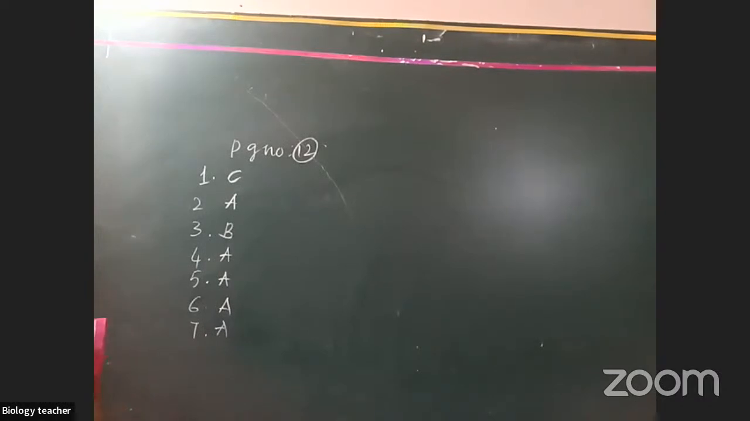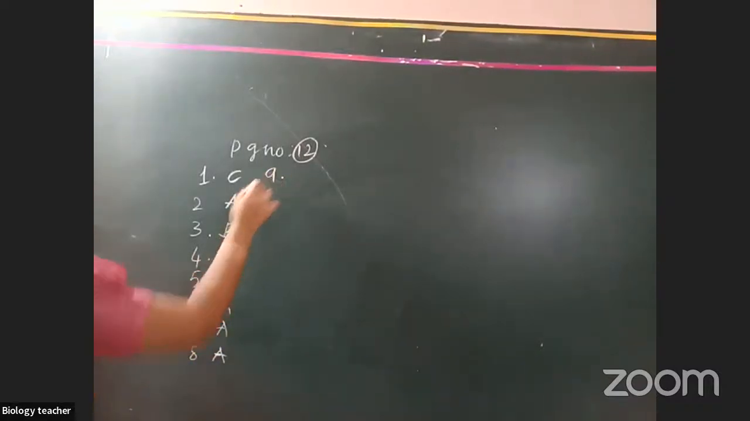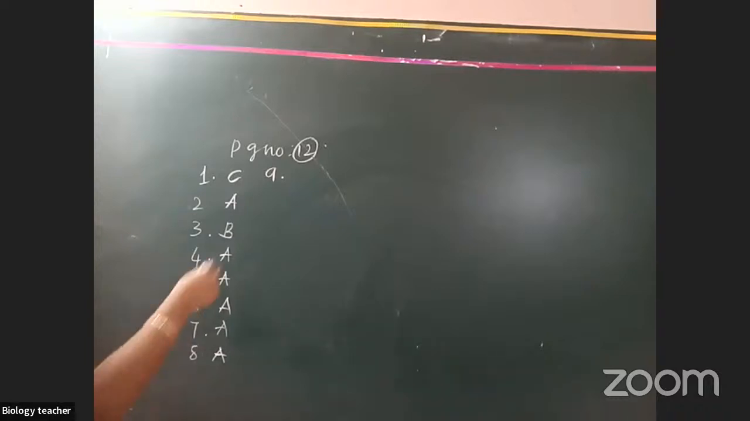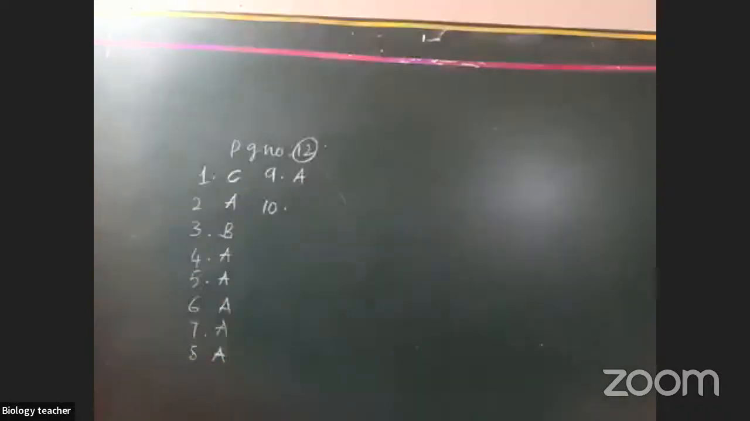Which of the following crops would enrich the soil with nitrogen? A, apple. Next, ninth one. Dash are crops grown during winters. Pulses. So level 2. So we are going with level 2.